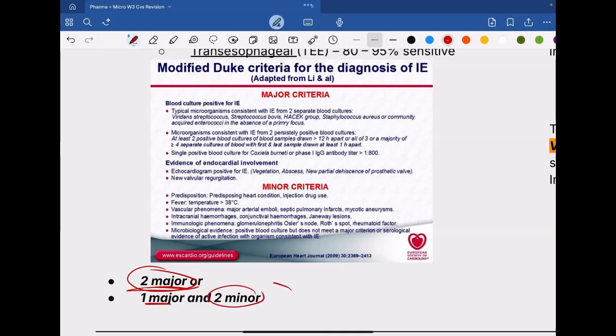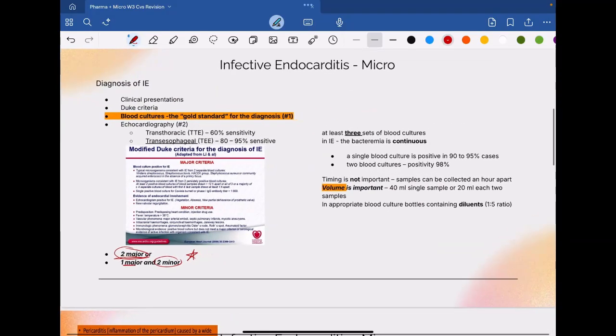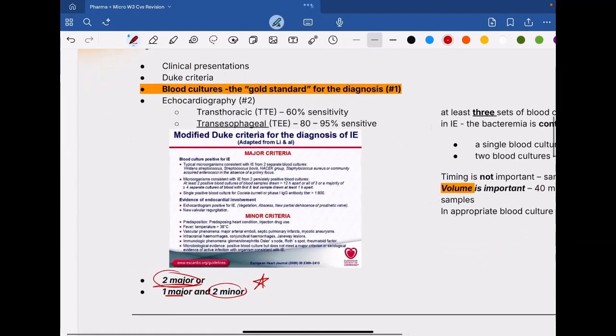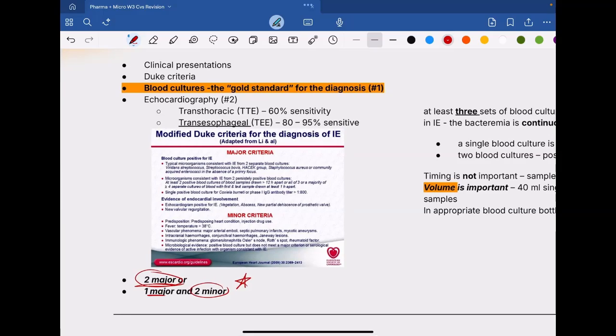And please remember this because this is very important. 2 major or 1 major and 2 minor criteria to definitely diagnose a patient with infective endocarditis. But the most definite and gold standard way to diagnose a patient with infective endocarditis is by blood cultures. Blood cultures is the gold standard. Please remember this part. This is really important.